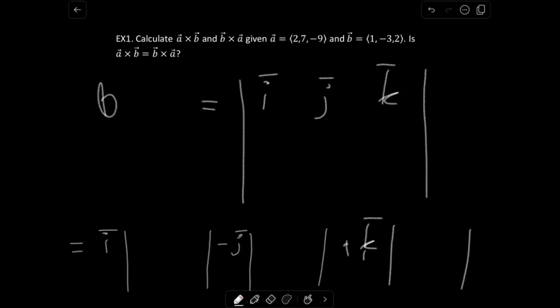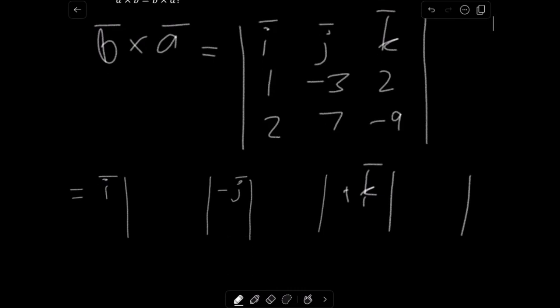Okay, so this is B times A. The only thing that's going to change here is the components. So in the second row, you're going to have the components of your first vector. First vector is B, so it's 1, minus 3, and 2. And then we're going to have the components of A, so it's 2, 7, and minus 9. All right, let's get to the cofactor expansion.